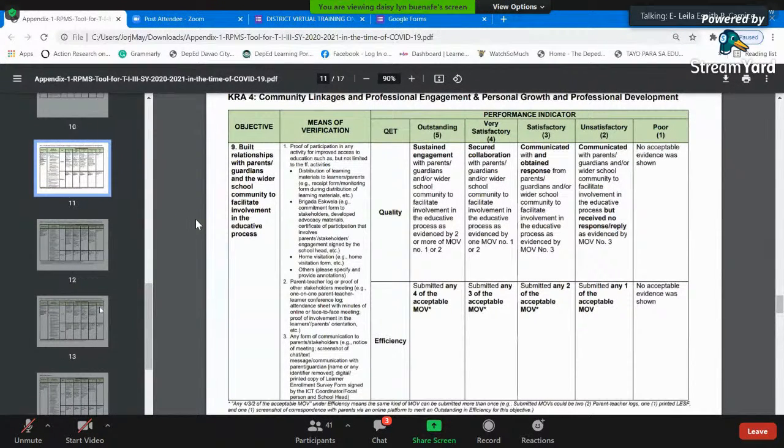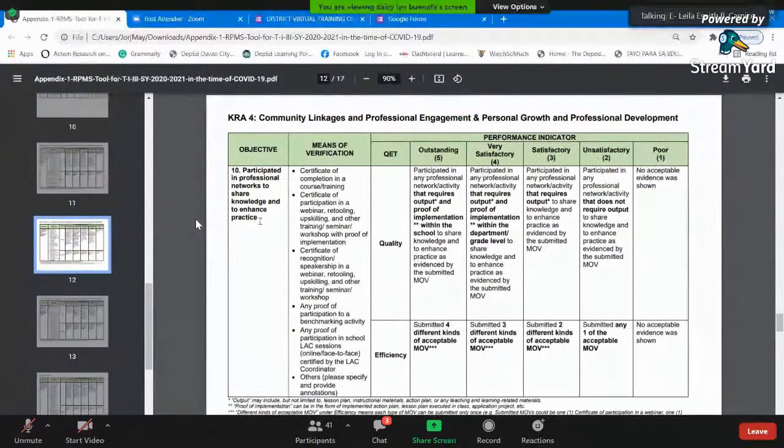Okay, let us proceed to objective number 10. For 10 na. Under pa rin sa KRA 4, community linkages and professional engagement. Diapon ha, katulo na ni nga objective sa KRA 4. Participated in professional networks to share knowledge and to enhance practice.